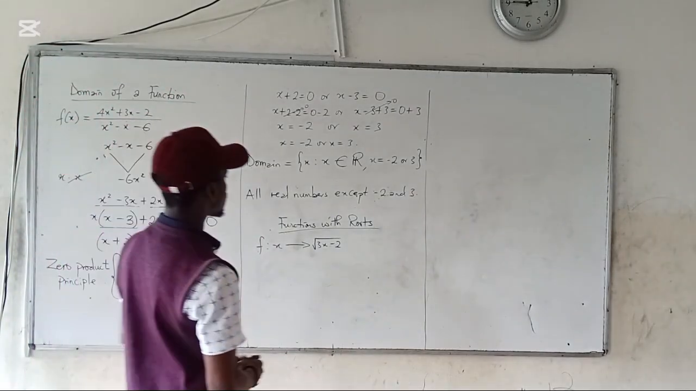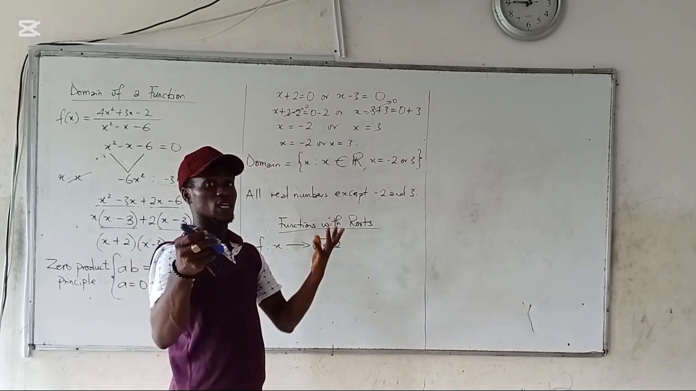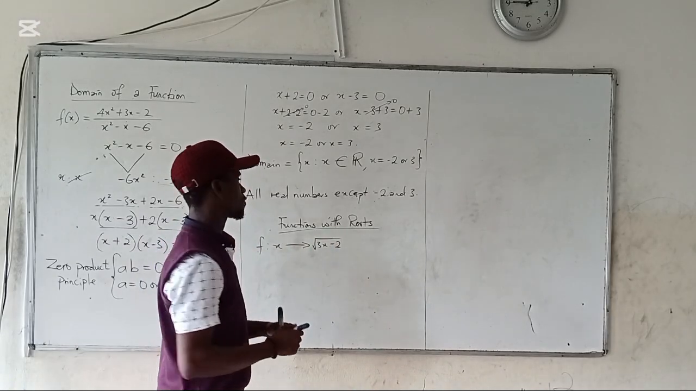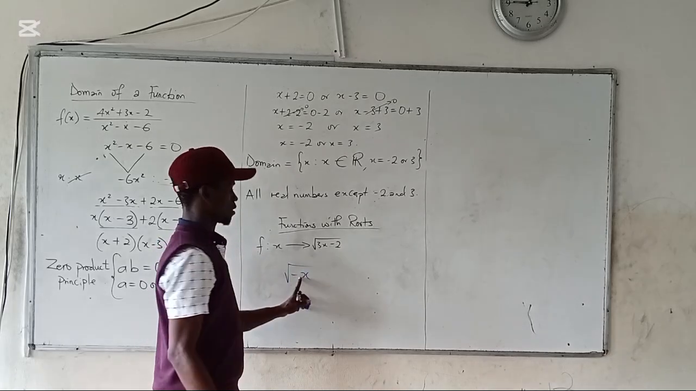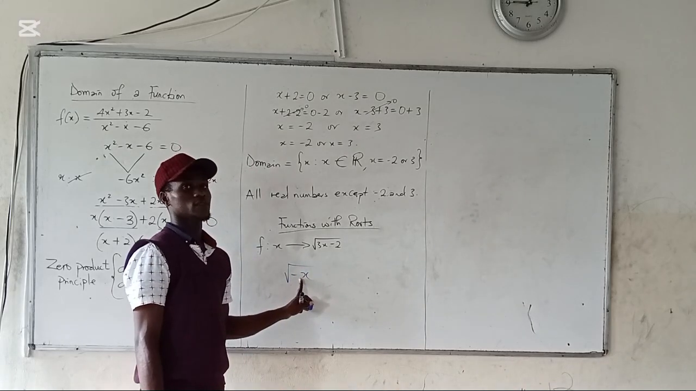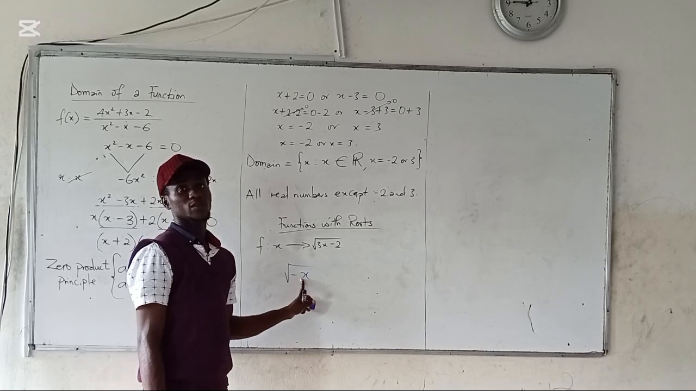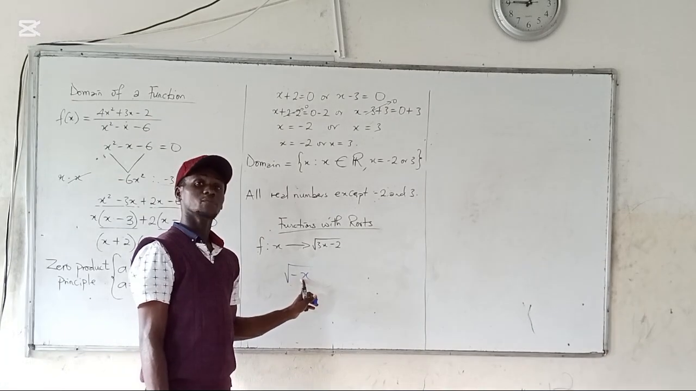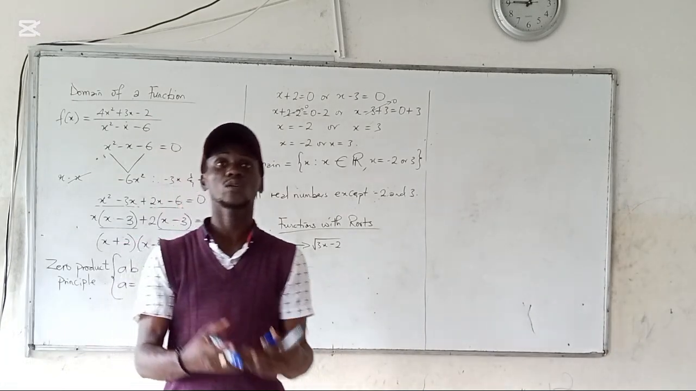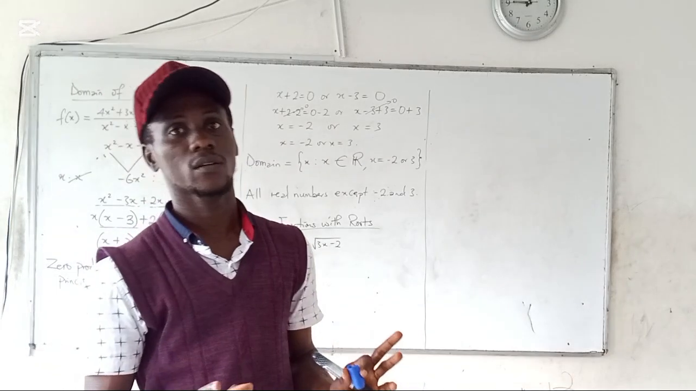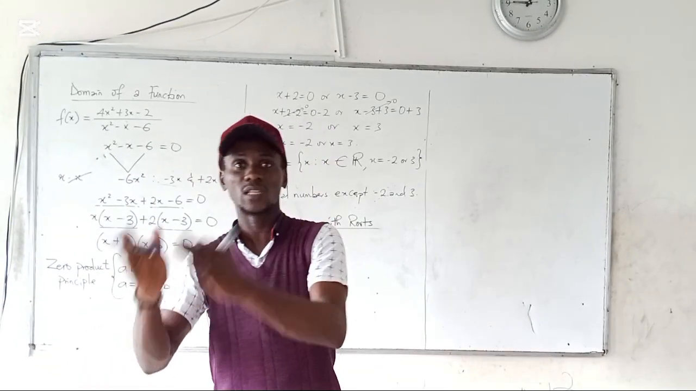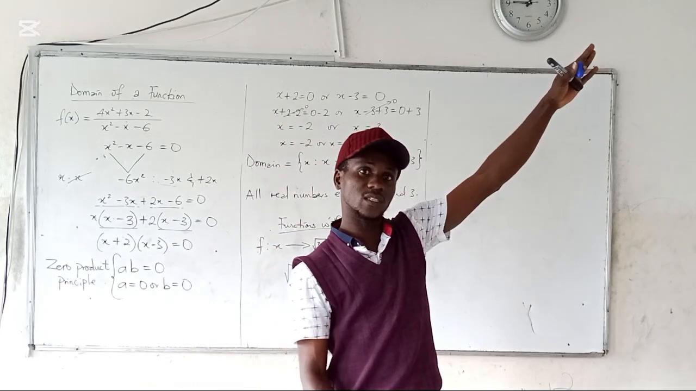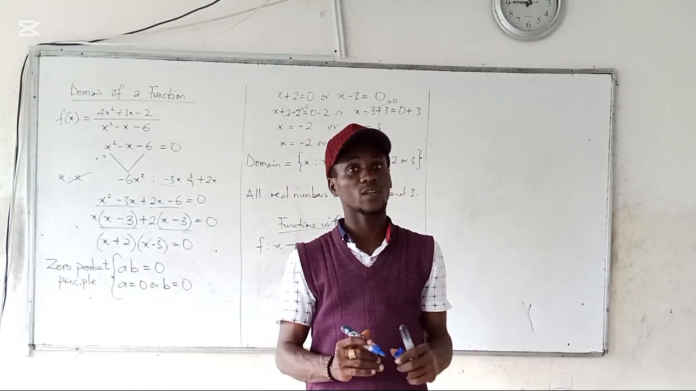Now, one thing you should take note of is that if you pick a calculator and try to find the square root of any negative number, it will tell you math error. What does that mean? It means that you cannot find the square root of a negative number. You can only find the square root of positive numbers, from 0 to positive infinity. Those are the only numbers you can find their square root.